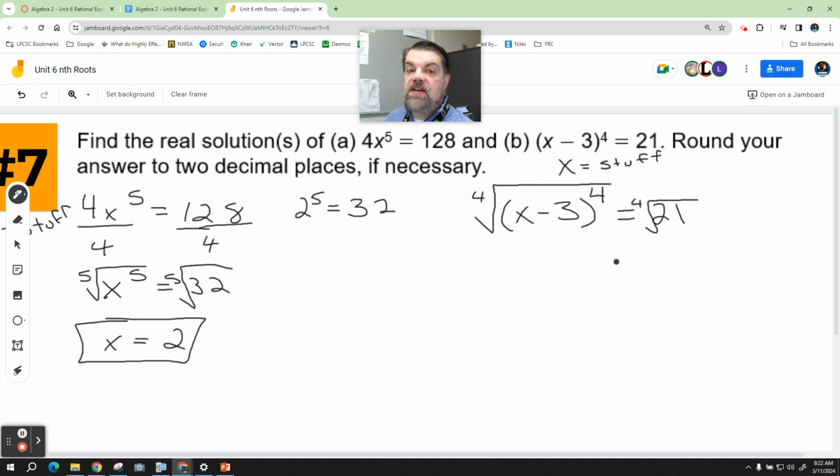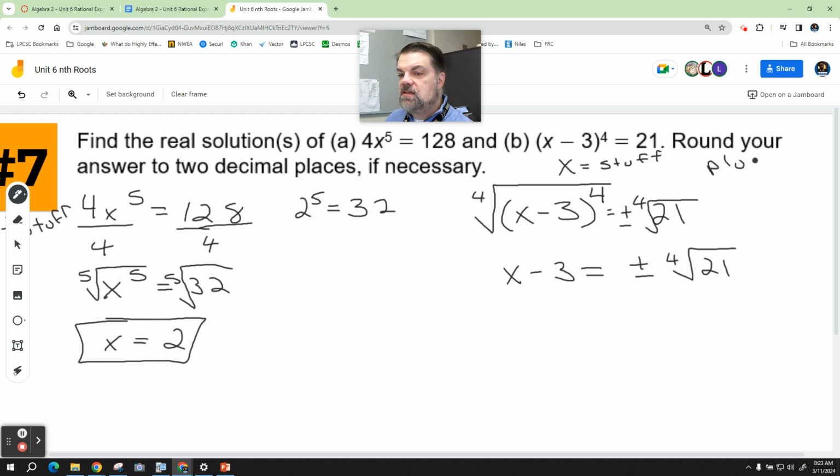One little thing though, when we do even roots, remember that an even root has a positive and a negative solution. So we have to tack on this little plus or minus thing. I didn't give myself enough space. Let me make it a little more legible. All right, well, this undoes this, so I'm left with x minus 3 is equal to plus or minus the fourth root of 21. Now, you only do that with even. So let's jot that down in our notes.